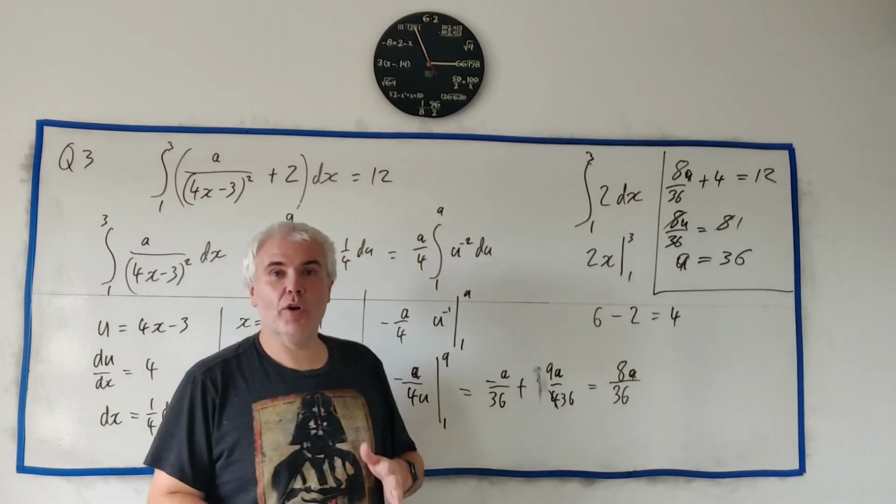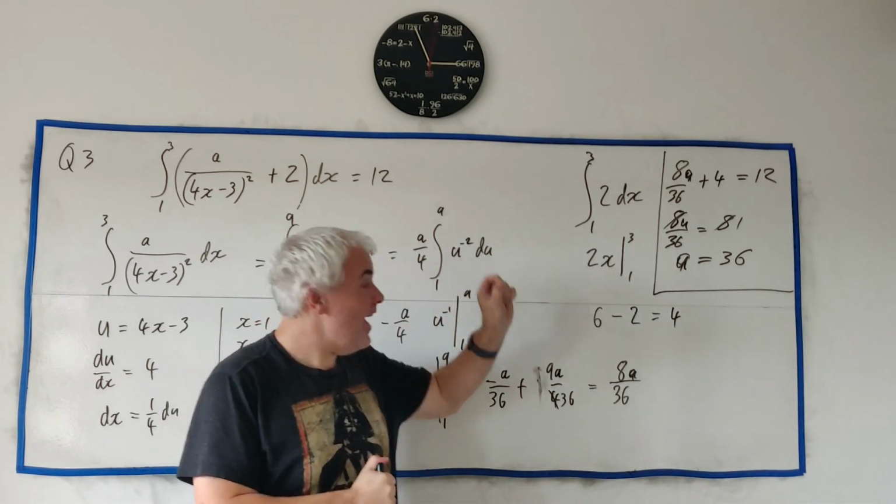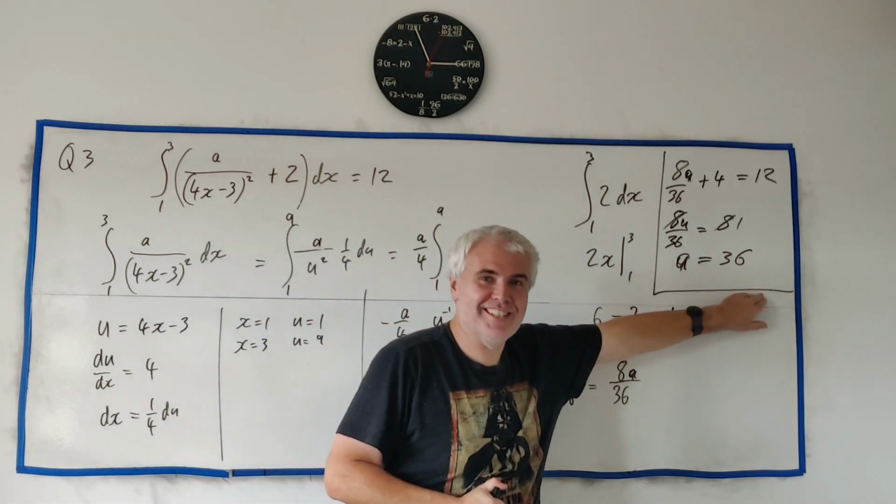Right, that's it for question 3. The constant a is equal to 36.